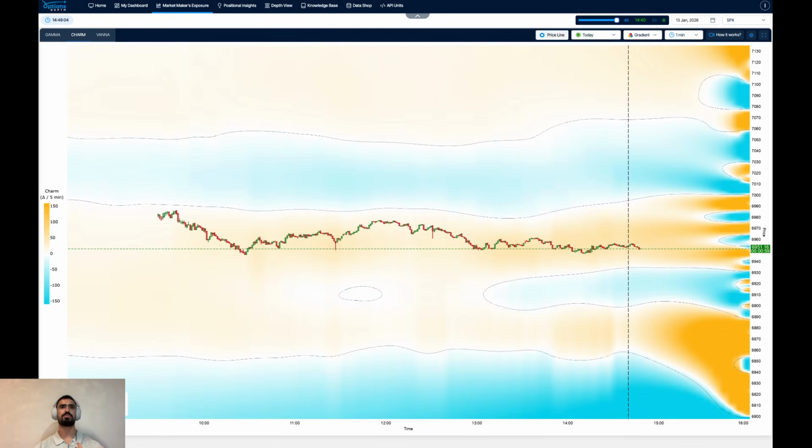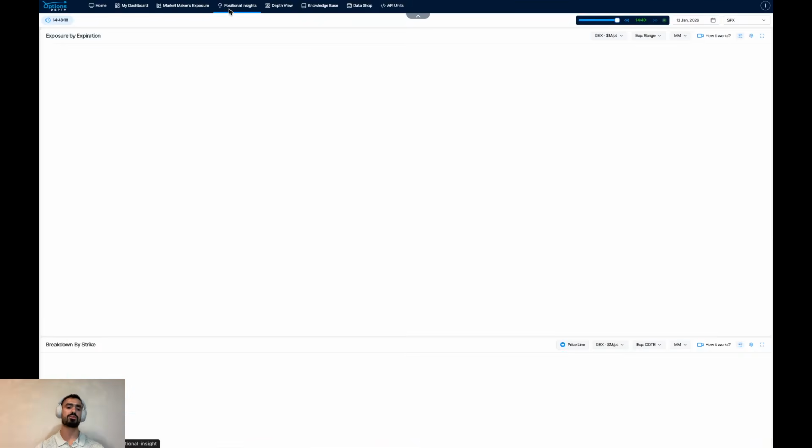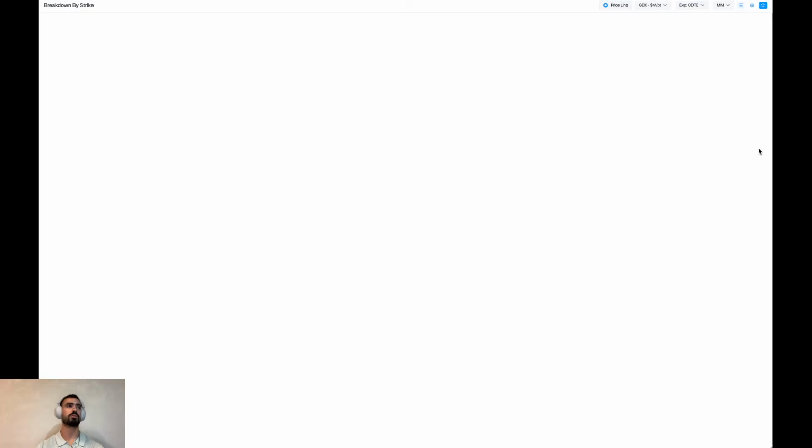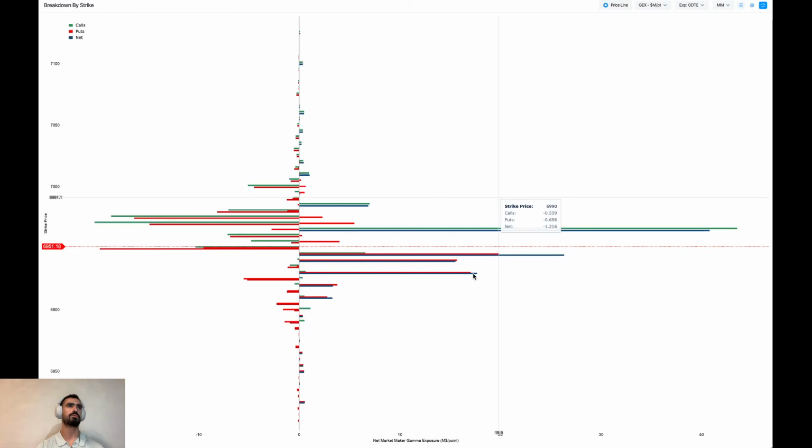So this is the heat maps. Now that we explained a bit of the theory of this module, we're going to move on to the next, and then we're going to get back, of course, with some real life examples. So this is looking at the heat map. Here we're going to be looking at the breakdown by strike. So breakdown by strike here, I'm going to put it in full screen.